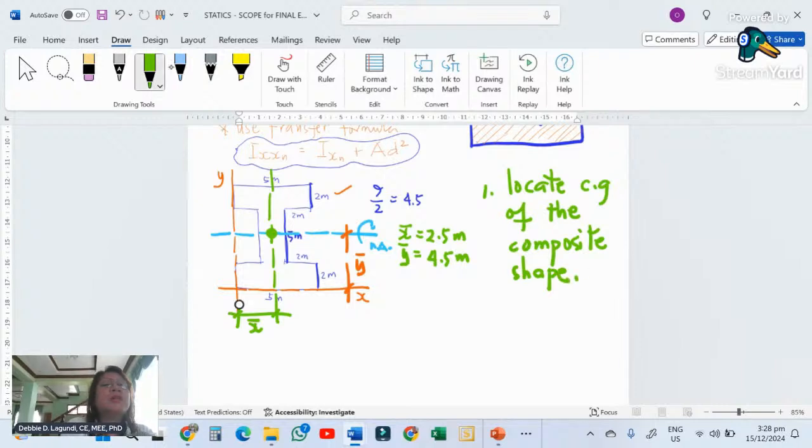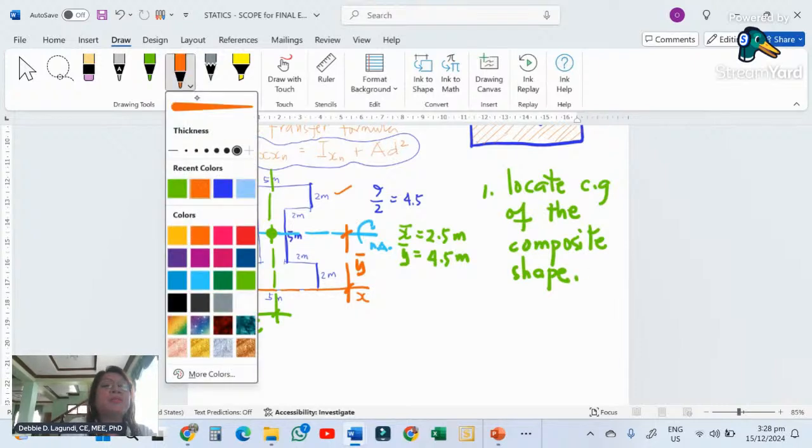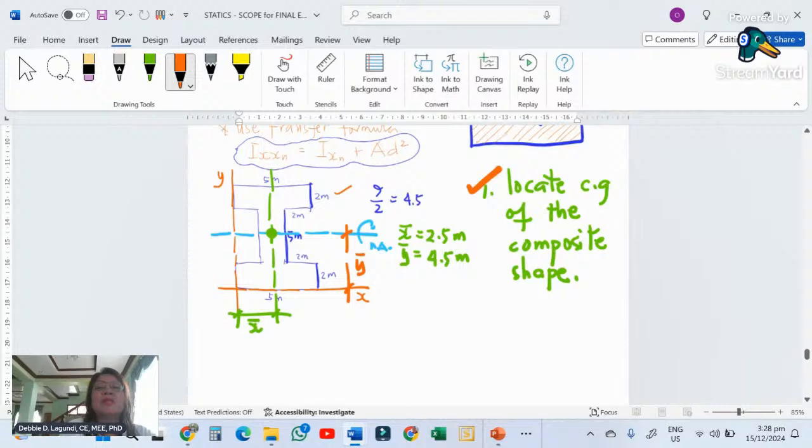So this is done. We have already located it. That's done. Okay, the second part is you have to find the moment of inertia of each of the shapes.